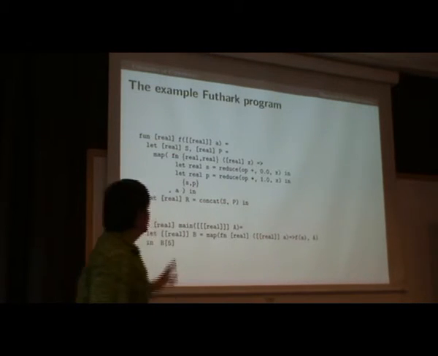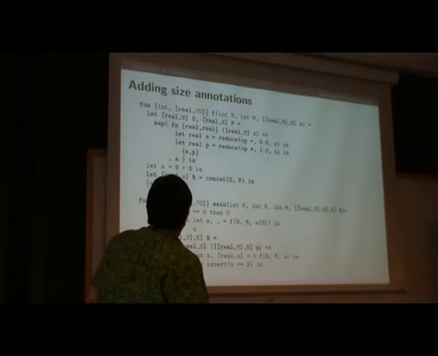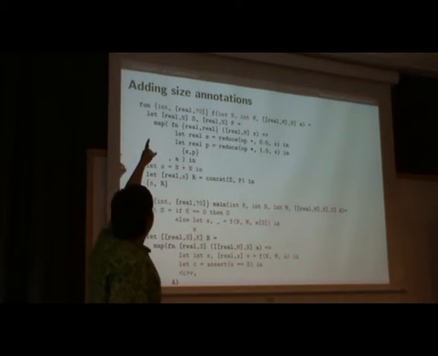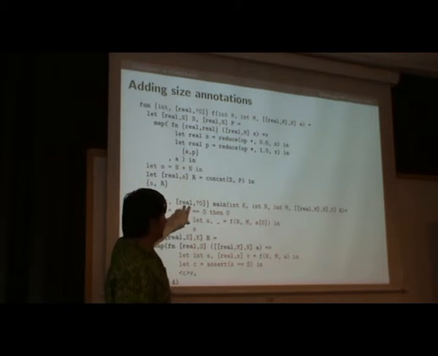So let's look at the same Futhark program I showed you earlier. It looks like this, and let's add some shape annotations. Now it looks like this. So you can see this function now explicitly returns the size of R, and we have inlined the first iteration of map, and we have the assertion down here.